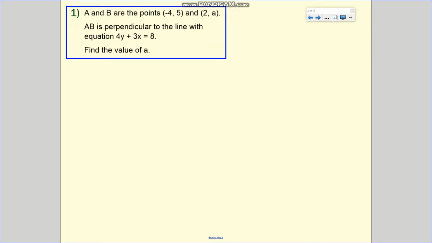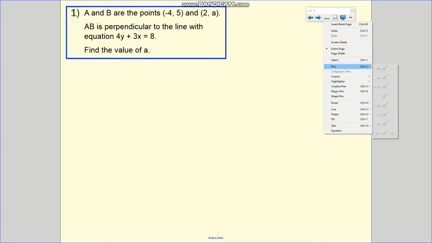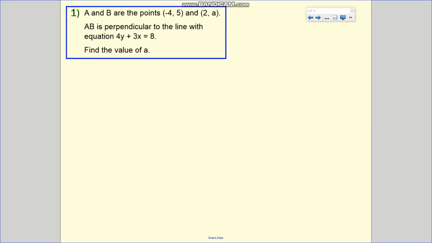So the first one here, we're given that the points are (4, 5) and (2, a). We know that AB is perpendicular to the line with equation 4y plus 3x equals 8. So the first thing I'm going to do is focus on that straight line equation in the second sentence there. If I rearrange that, I can get to the point where we've got y equals mx plus c.